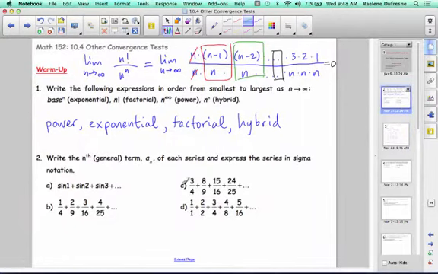So I'll leave you to try parts C and D on your own. You might want to come up with more than one expression to get more practice and more exposure to different approaches of writing the nth general term.